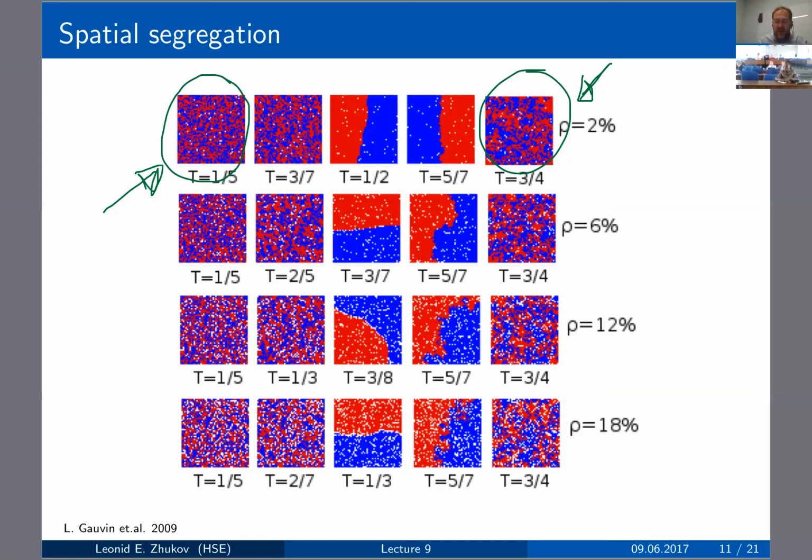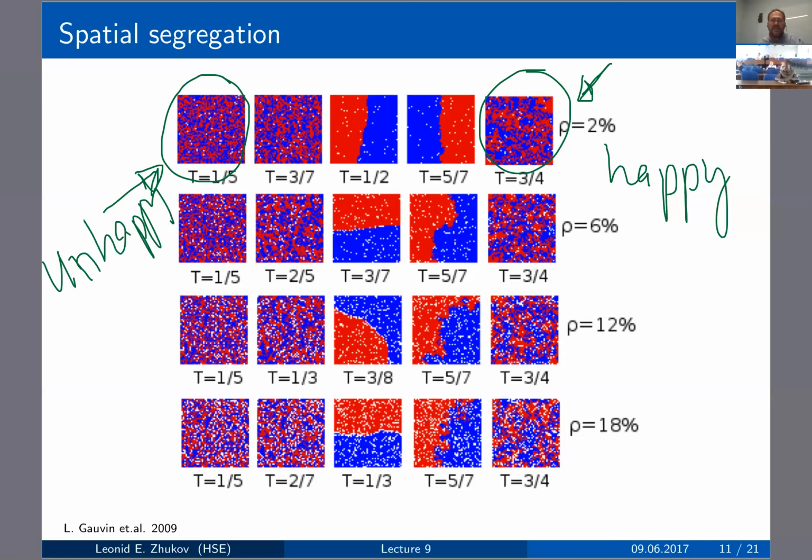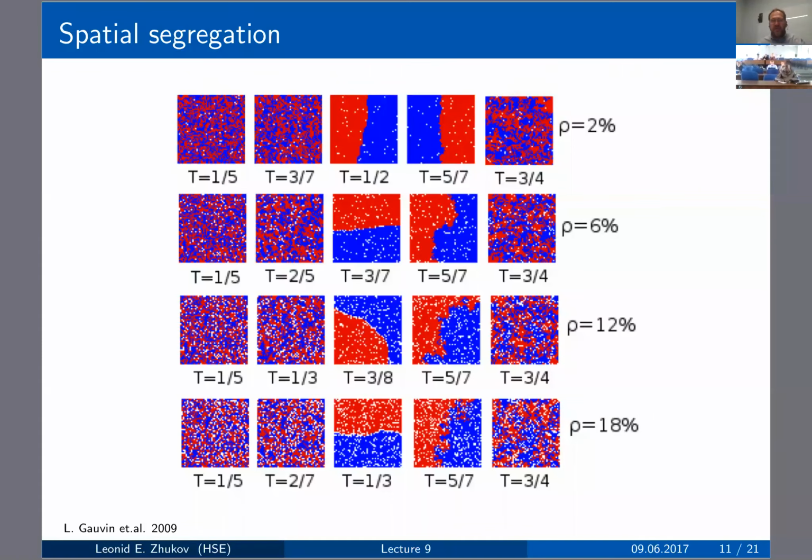So on the right-hand side, this is a happy society. This is a very unhappy, very tense society. But what's surprising is that in the middle, where the tolerance level is like 50%, or maybe a little bit above or below, we get a very strong segregation. And we get this segregation even if there are quite a lot of empty spots available to move. The idea of the paper is that this shows why our cities are so segregated. Any questions so far?